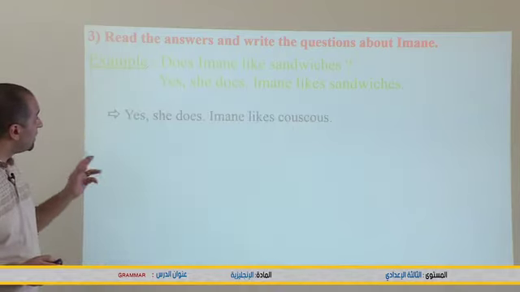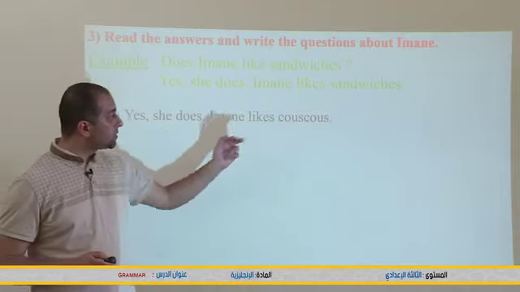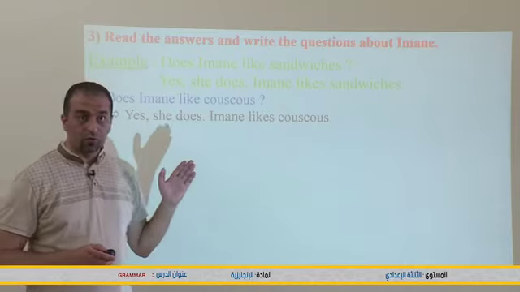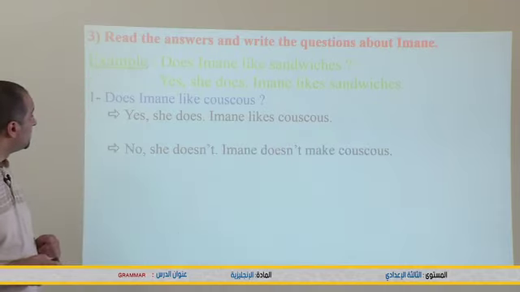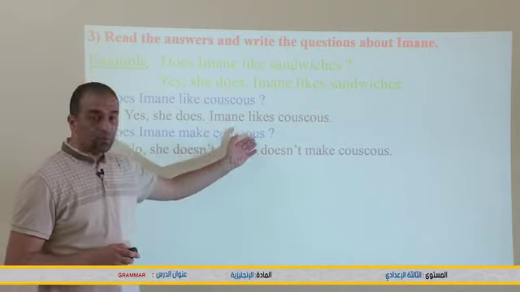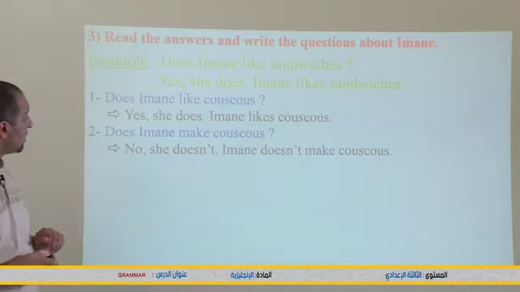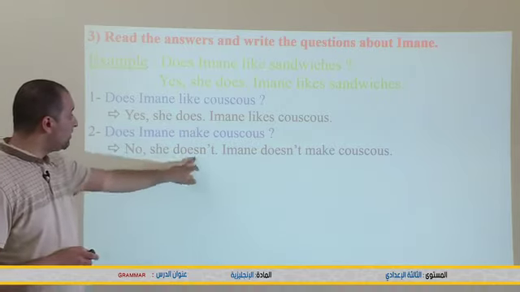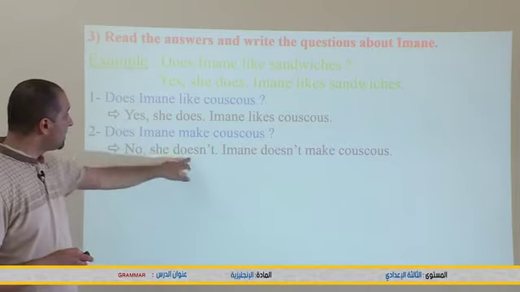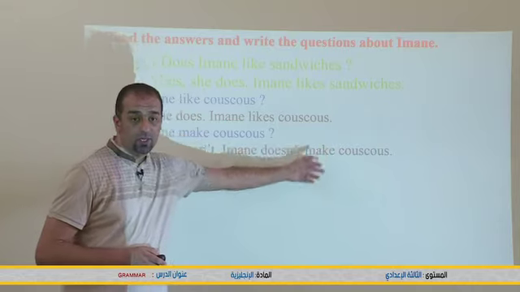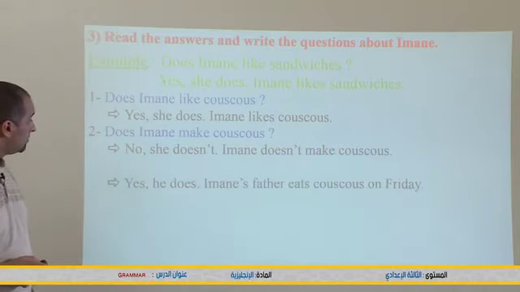So number 1, yes, she does. Iman likes couscous. So the question is, does Iman like couscous? Number 2, does Iman make couscous? So we have the same question, but here you have an affirmative answer, and here you have a negative answer. She does, she doesn't. Iman likes, Iman doesn't make, because here we can change verbs.